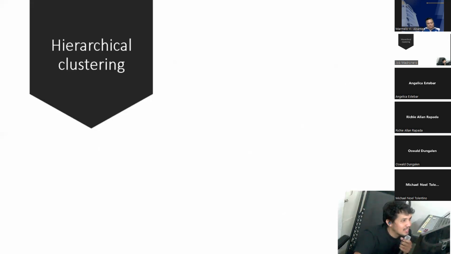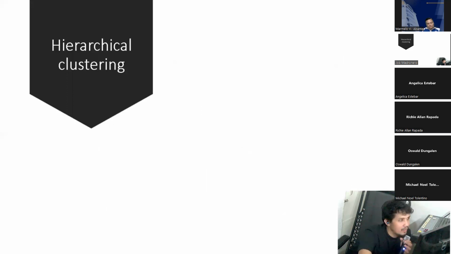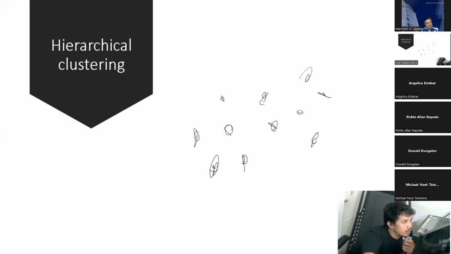So how do we decide the distance of the clusters of numbers? Before we go there, I will first explain how divisive hierarchical clustering works. As I said before, it's just the opposite of agglomerative hierarchical clustering. Like in agglomerative, for example, these are data. We group a single data into each other, the closest one, until we group them all.